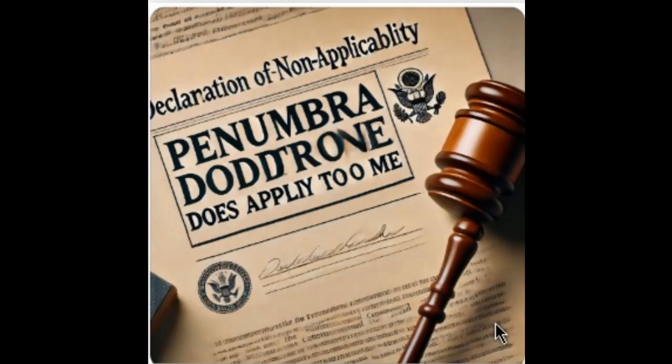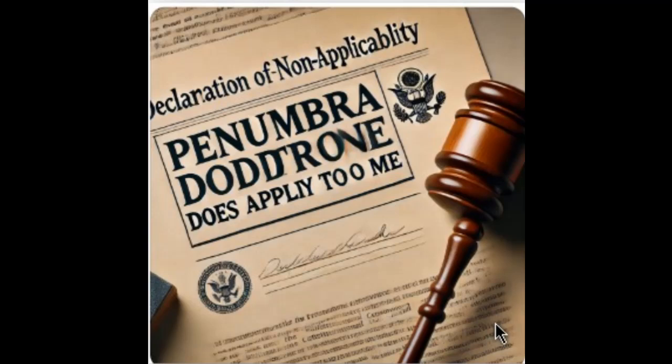Understanding the Penumbra Doctrine. The Penumbra Doctrine is a judicial interpretation method that recognizes implicit rights derived from explicitly stated constitutional provisions. It is often used to justify unenumerated rights by arguing that they exist within the shadows, penumbra, of explicitly stated rights.